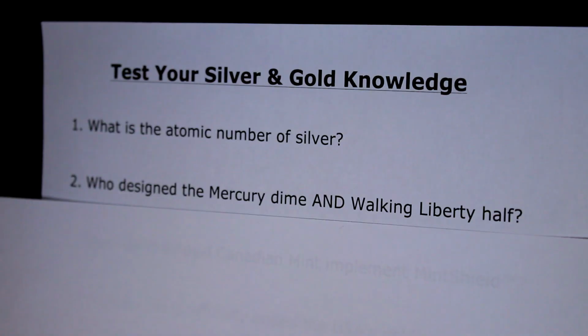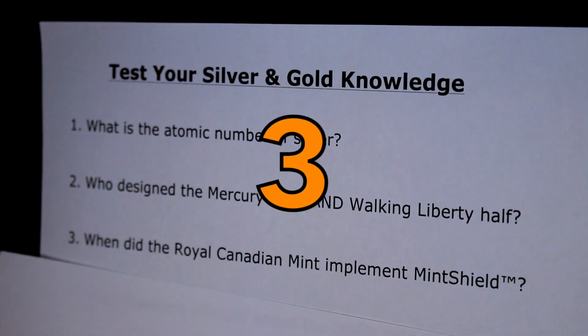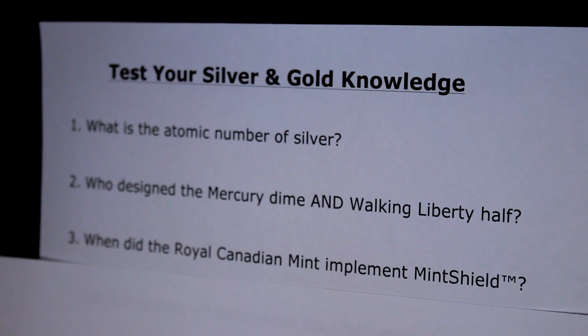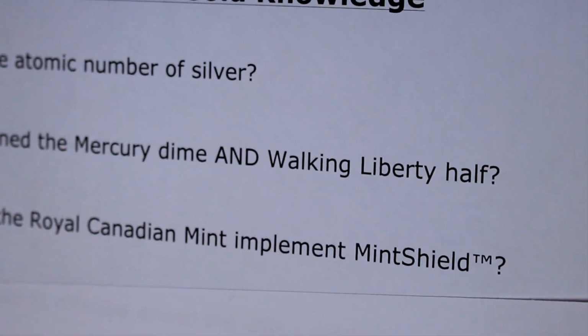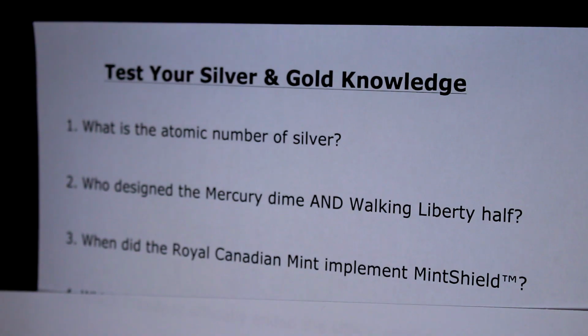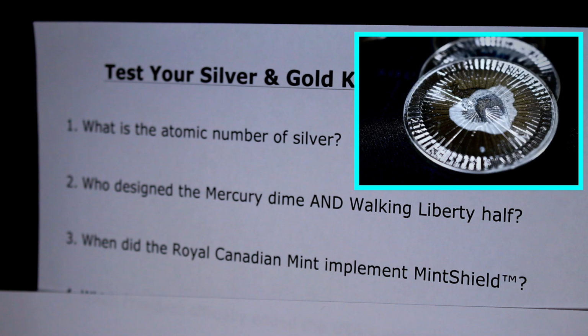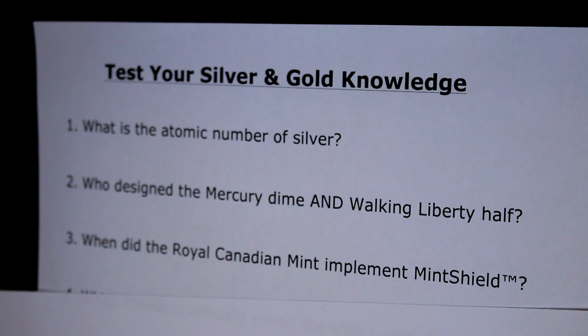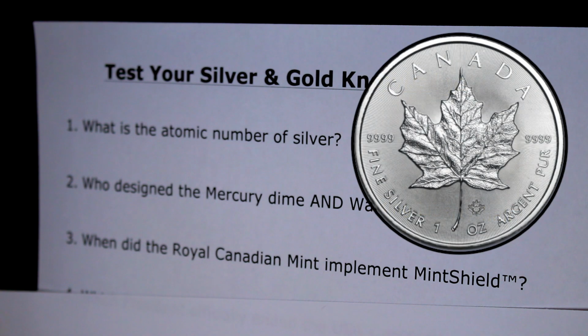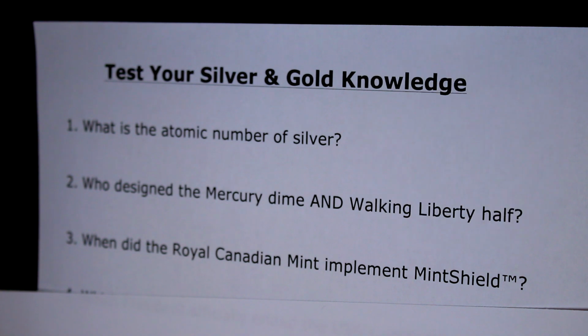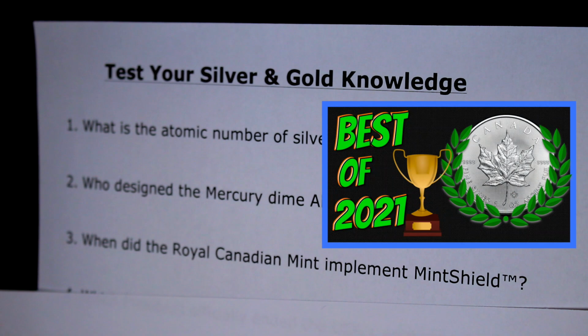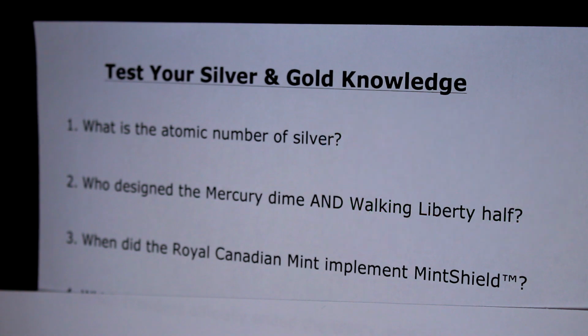So moving on down to question number 3. When did the Royal Canadian Mint implement their Mint Shield technology? Back in the day, the Royal Canadian Mint used to be notorious for milk spots on their coins. However, new Canadian silver maple leafs do not have issues with milk spots. They are now probably the best example of a mint that has really stepped up their game in their standard bullion coins, and I for one am very thankful because I personally hate milk spots.